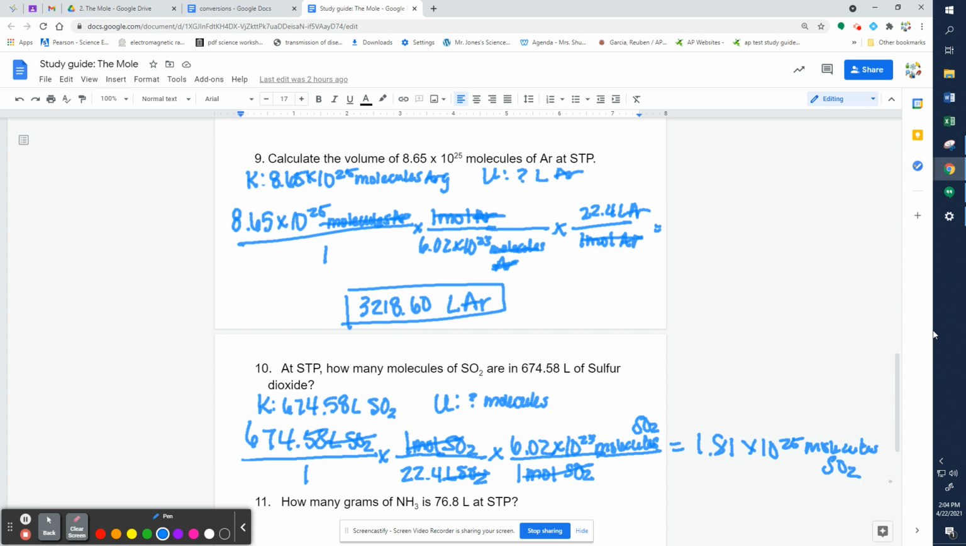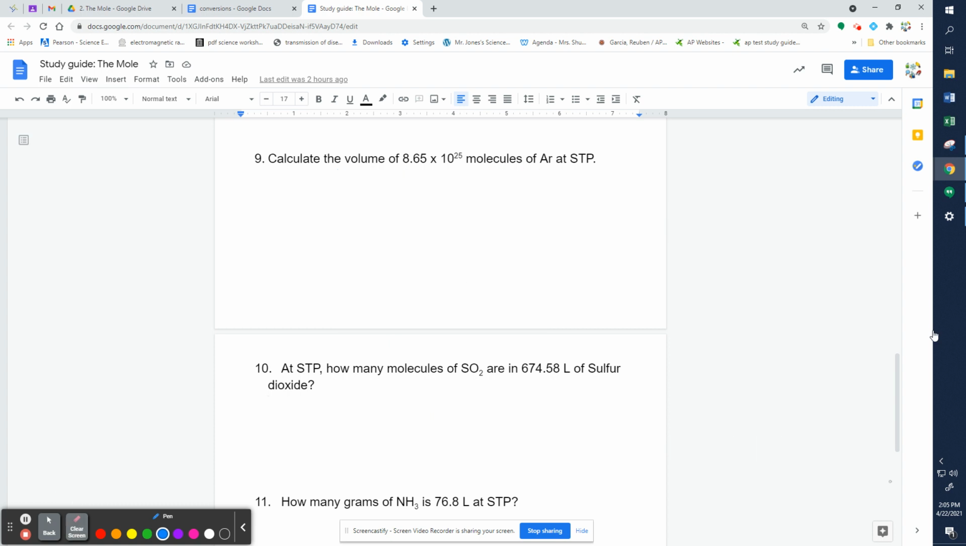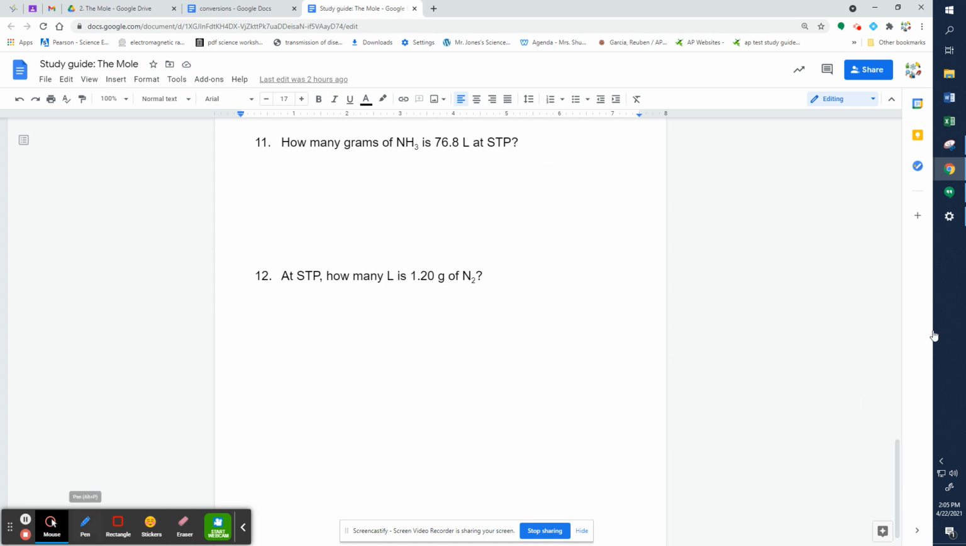If you need to write those down, go ahead and take a minute. I'm going to clear that. We have number 11 and 12 left. For number 11, how many grams of ammonia is 76.8 liters at standard temperature and pressure? So my known, 76.8 liters of NH3. Sorry, my unknown, question mark, grams of NH3.